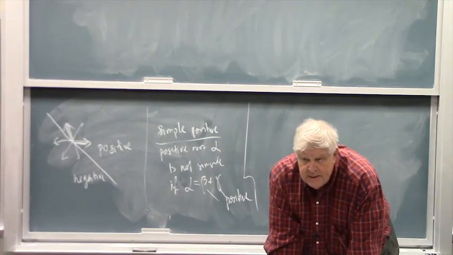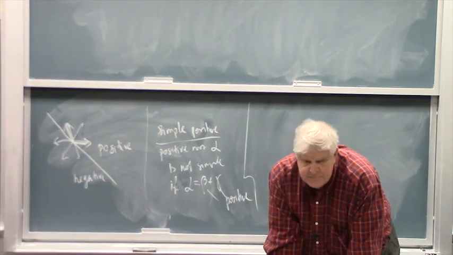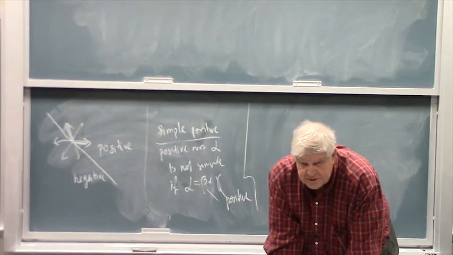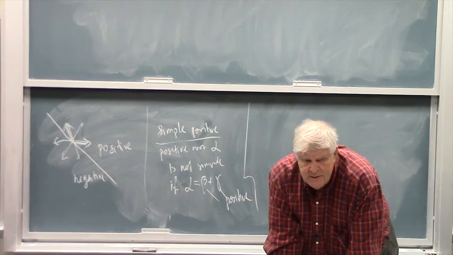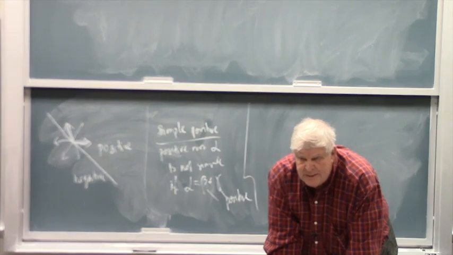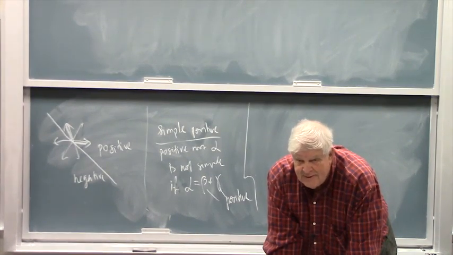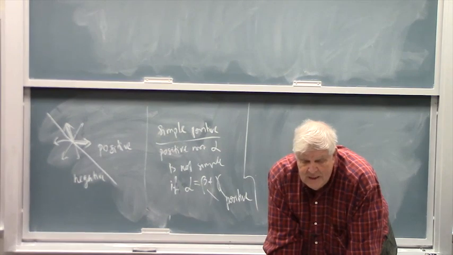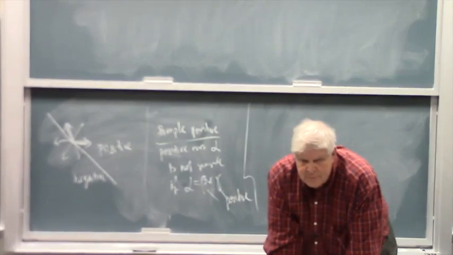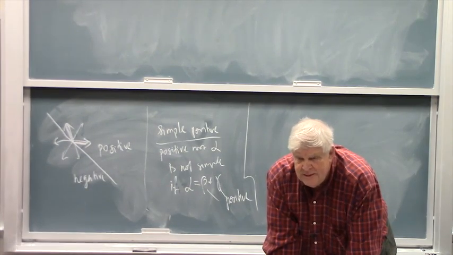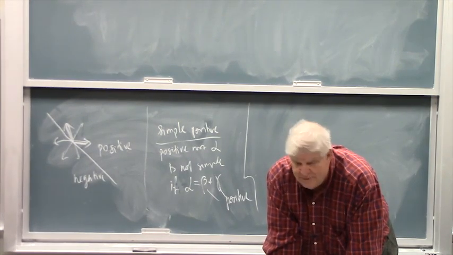Next thing, not only in this picture, but always. First, simple positive roots form a basis in the whole space H star. Also, the inner product of two simple positive roots is always non-positive. On this picture it's negative.